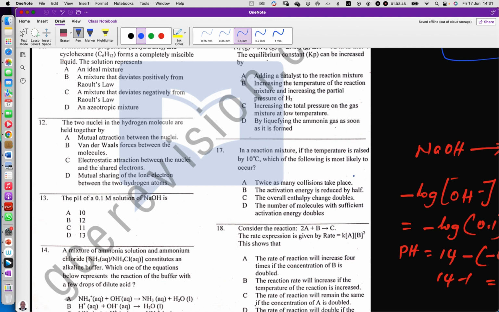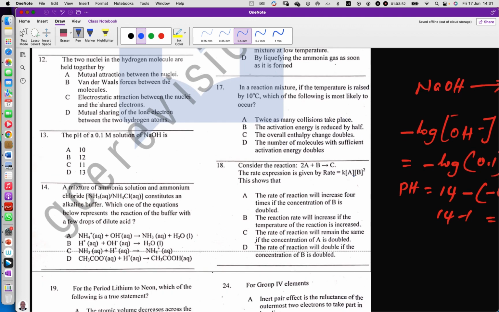Let's go to 18. 18 has to do with reaction rates. Consider the reaction 2A plus B to give C, and it happens that the rate expression is given by rate equals k, the rate constant, times the concentration of A, times the concentration of B squared. Now, we are saying that the order of reaction for B is 2. The concentration of A will remain the same.